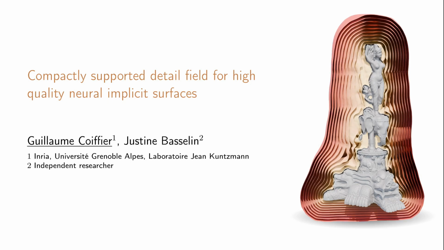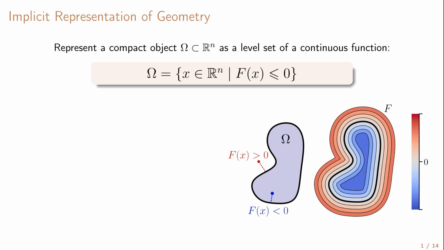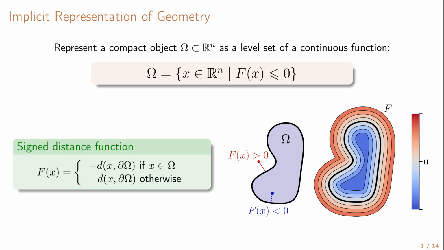So, hello everyone. This talk will be about implicit representations of geometry, where we consider a surface defined as the zero-level set of some continuous function over space. In particular, we will look at signed distance functions that assign the distance to the boundary of the considered object everywhere in space, counted negatively inside of the object and positively outside.